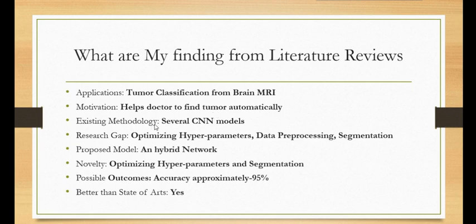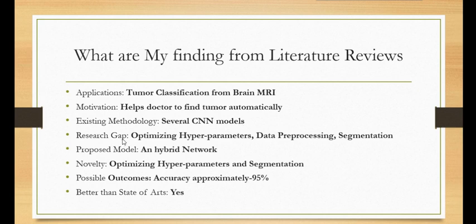So what is the existing methodology? As we know, we have several convolutional neural network models. Here is a point to be noted. Since we have different types of neural network algorithms, we cannot mention all algorithms in an abstract. That's why I have mentioned several CNN methodologies.